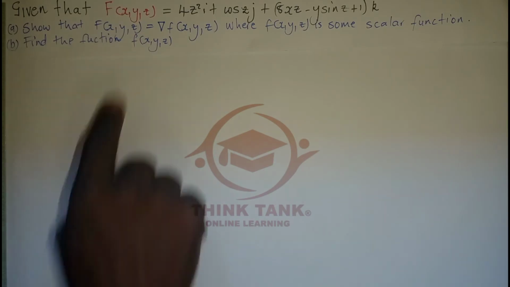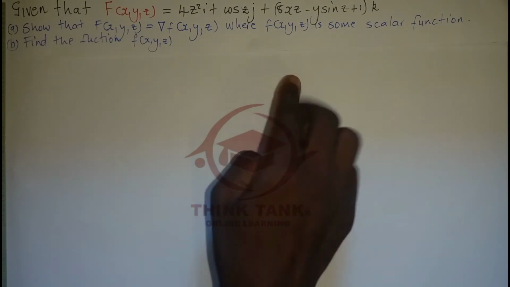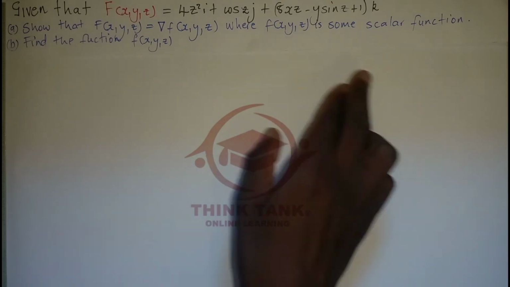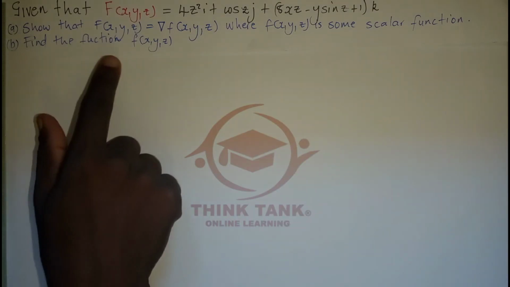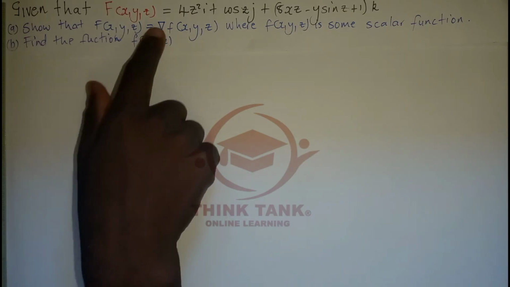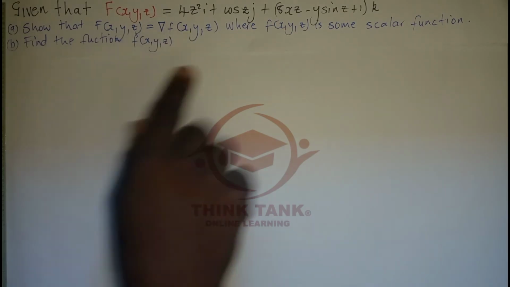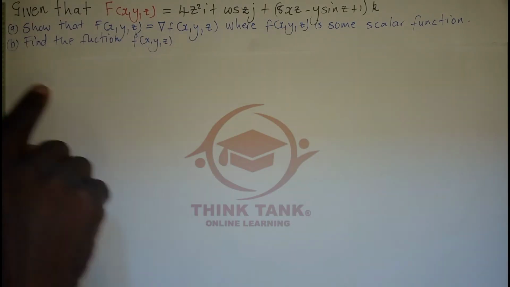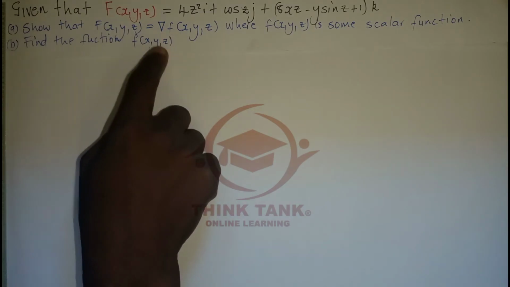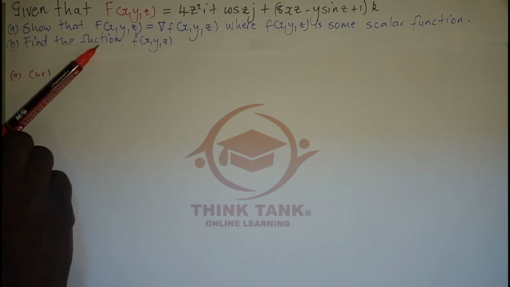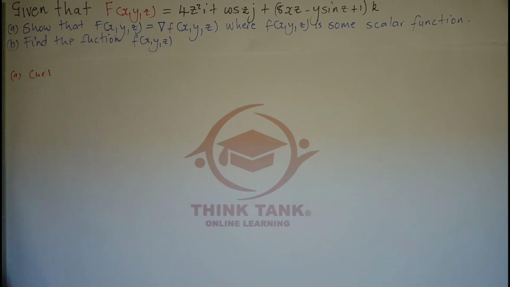In this video I want to look at the curl and potential of a vector field. Given the vector field F = 4z² i + cos z j + (8xz − y sin z + 1) k, we want to show that it is conservative, that F = ∇f, where f is some scalar function. In part (b), we want to find the function f(x, y, z).